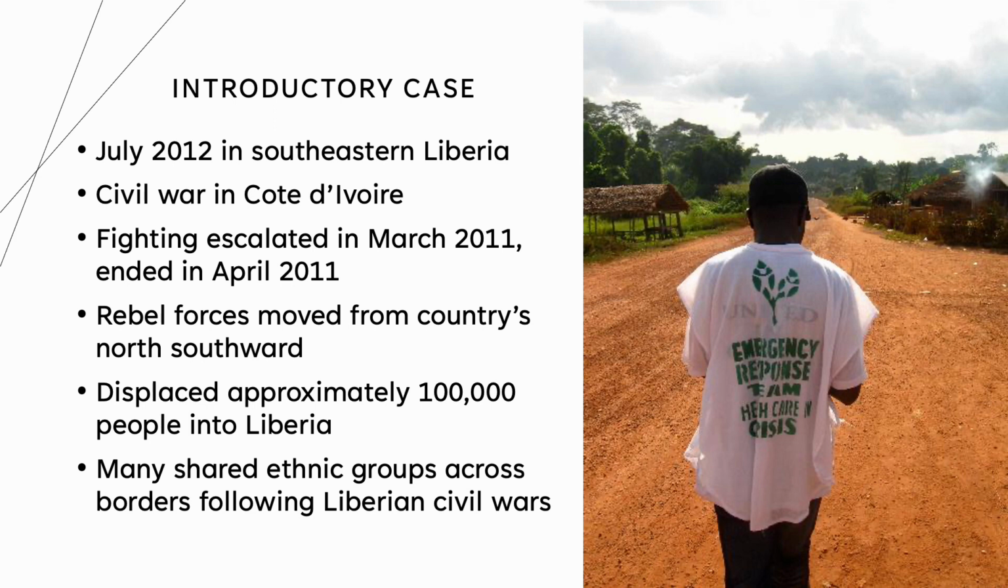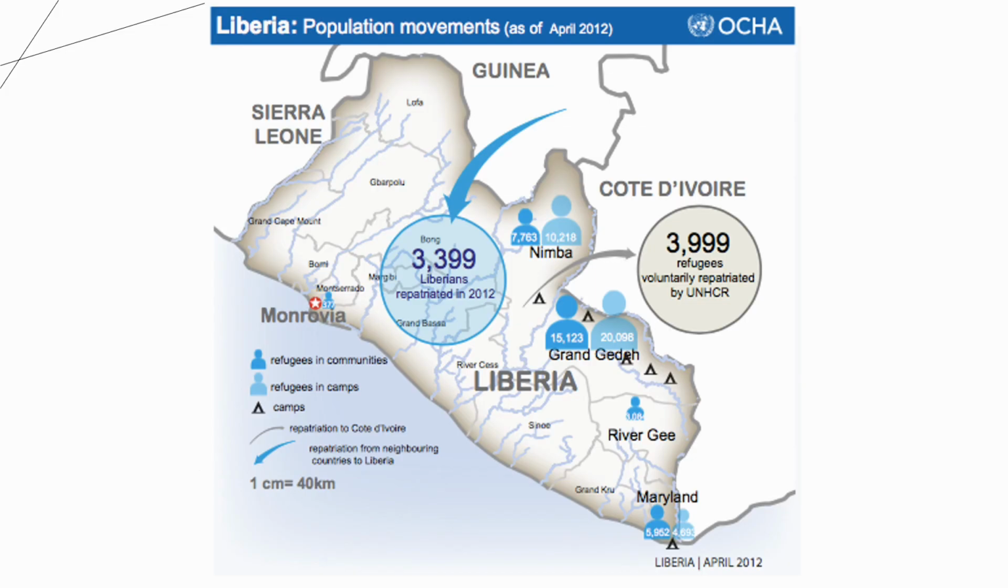Now, in this region of West Africa, there has been many civil wars and regional wars in the last few decades, and specifically Liberian civil wars between 1990 and 2003. There was actually a lot of movement across this border between Liberia and Sierra Leone, and there were a lot of shared ethnic groups and communities. This is a snapshot from the Office of Coordination of Humanitarian Affairs from the UN of April in 2012. And it shows the displaced peoples who are in Liberia as well as the movements of people.